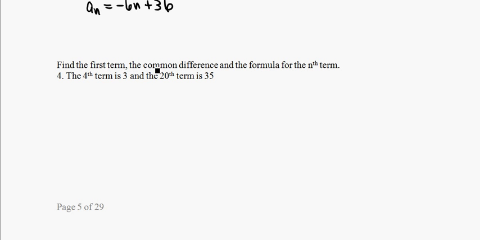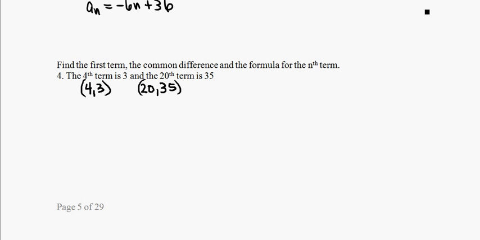Here we want to figure out the first term, the common difference, and the formula for the nth term. We're given that the 4th term is 3 and the 20th term is 35. So the easiest way to handle this is you can consider this as a pair of ordered pairs, where the 4th term corresponds to 3 and the 20th term corresponds to 35. And these two points are just points that are on a line.